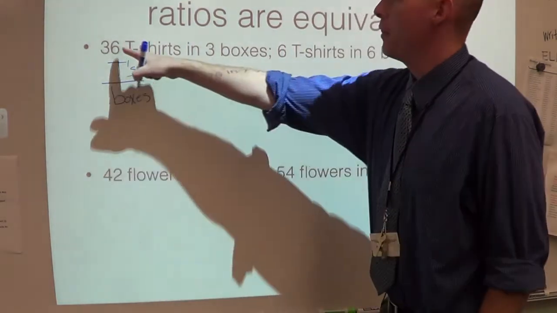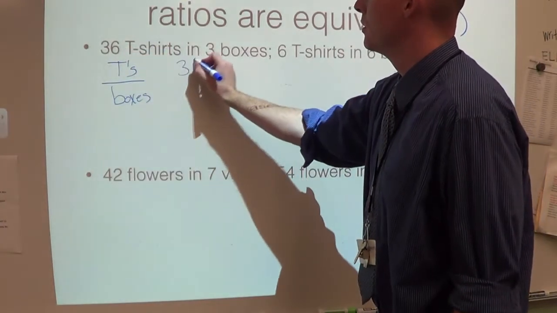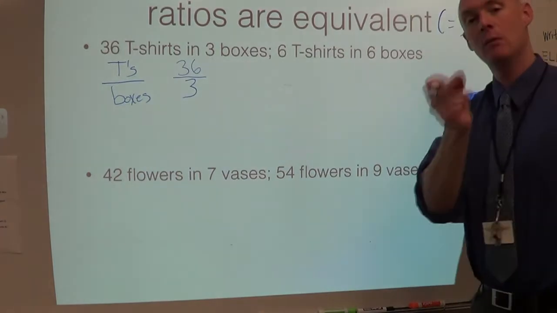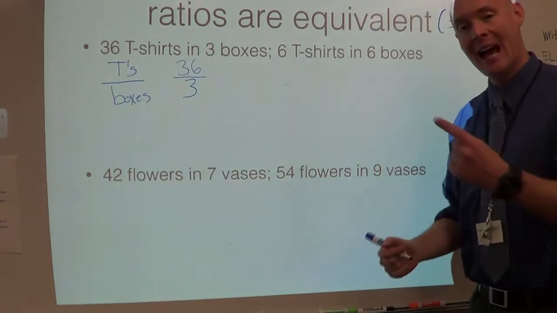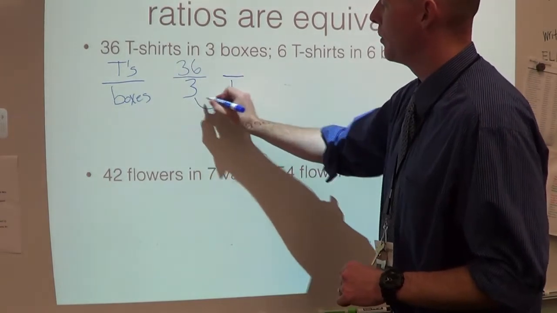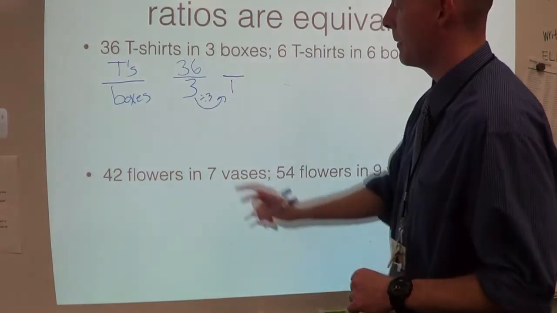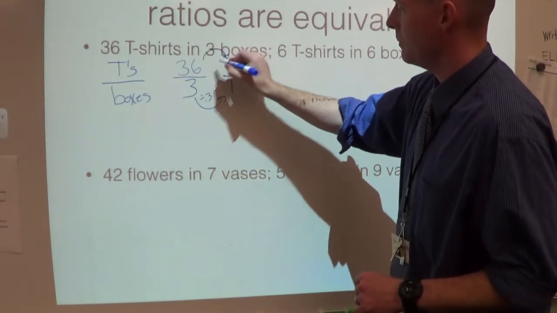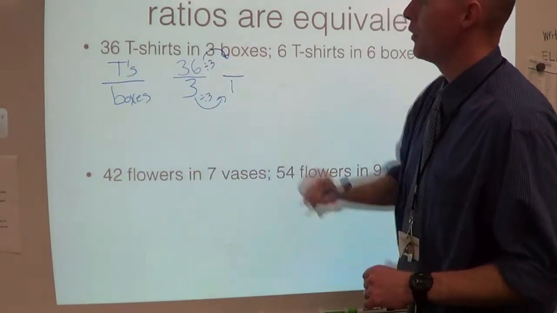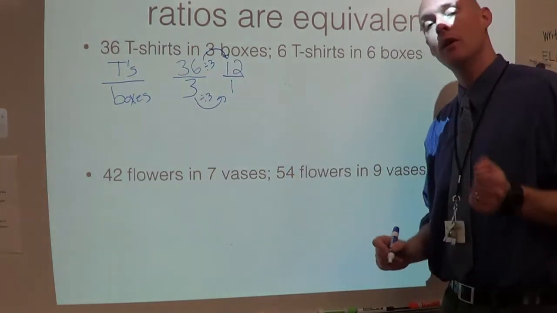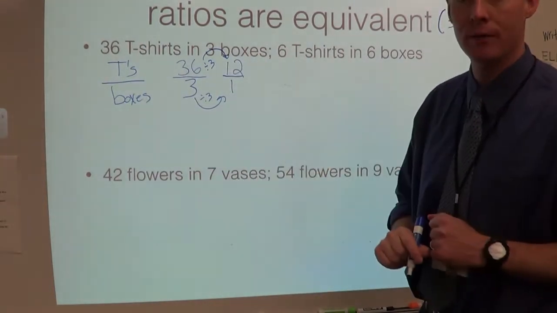Okay, 36 t's in 3 boxes. And we're going to use unit rates. So let's find that unit rate. We're going to put it over 1. So how do I get from 3 to 1? We're going to divide by 3. If we do it to the bottom, we have to do it to the top. Divide by 3. 36 divided by 3, I know, is 12. So the unit rate for the first ratio is 12 to 1.